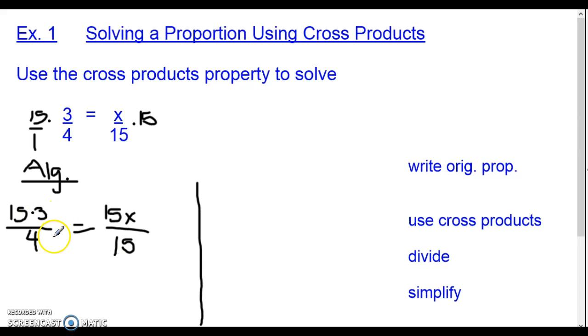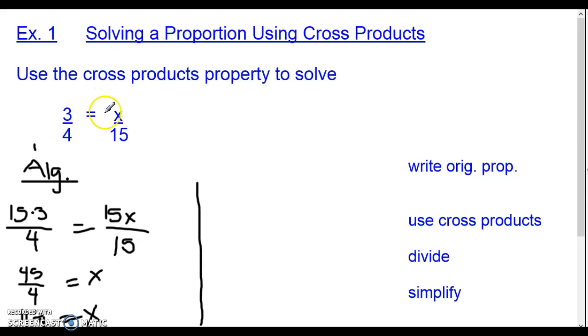15 times 3 would equal 45 over 4, and this would equal x. 45 divided by 4, we can simplify that down, and you would get 11 and 1/4 equals x. So let's go ahead and try this using cross products. So if we use cross products, we're going to see that our steps are actually fairly similar.